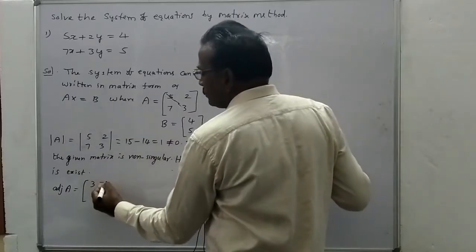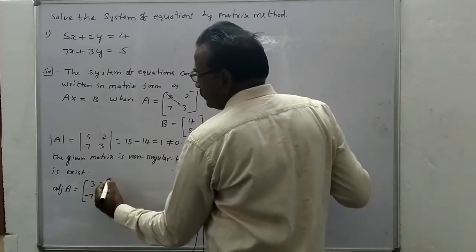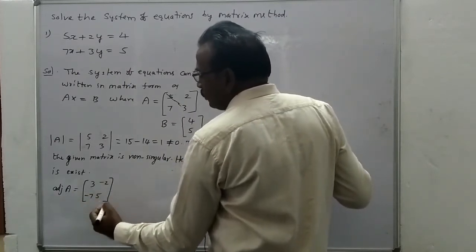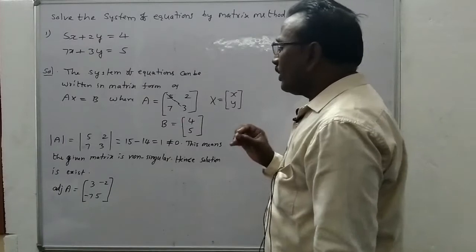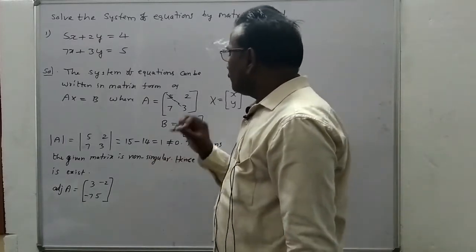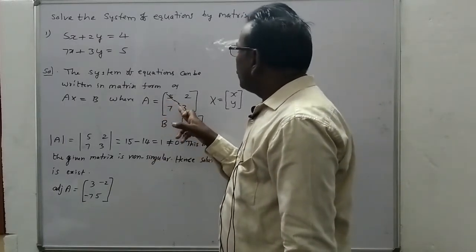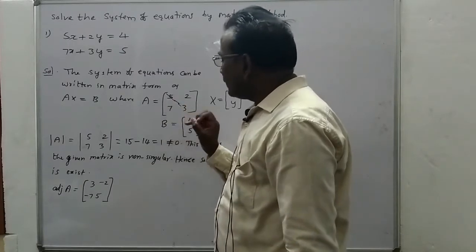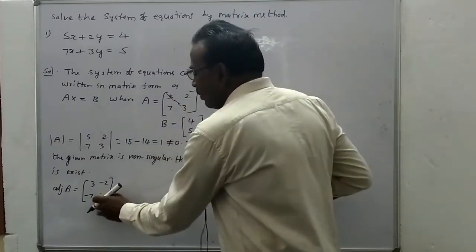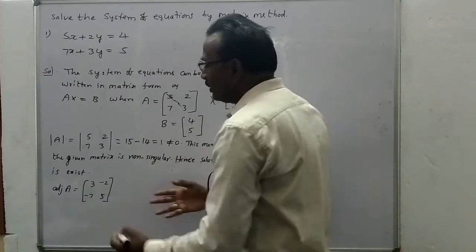Elements minus 2, minus 7. So this is adjoint A. Whenever a 2 by 2 matrix is given, we can find the adjoint of A easily by interchanging the principal diagonal elements and changing the sign of the other elements. So we get the adjoint A.